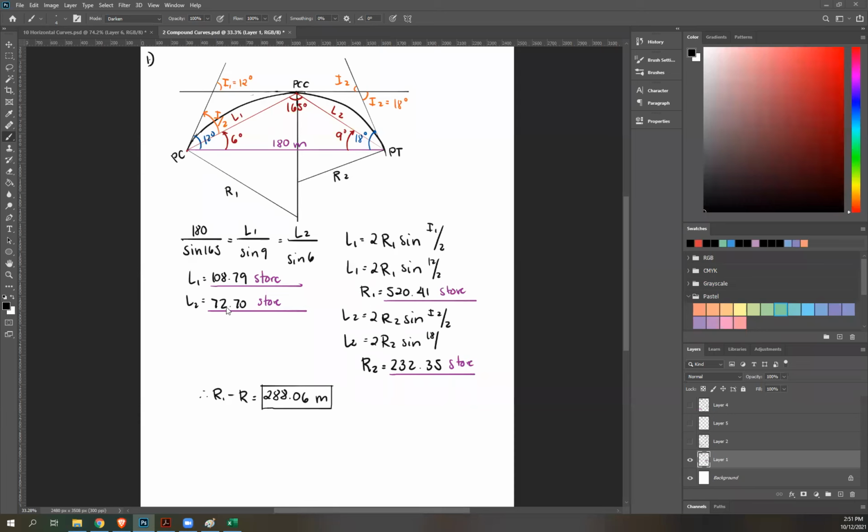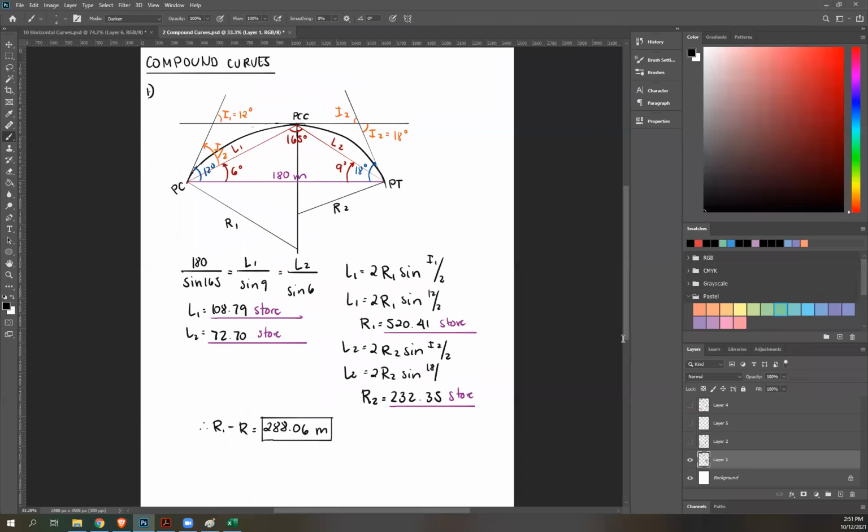Now I have I and L, we can use the equation L equals 2R sine I over 2. So L1 equals 2 R1 sine I over 2. Okay? From this, we can solve R1. So R1 is 520.41. So store that. Next, L2 is equal to 2 R2 sine I2 over 2. L2 is 72.70. I2 is 18. So using that, we can solve for R2, which is 232.35. So just get the difference between the two. That's 288.06. So that's how you solve for number 1.